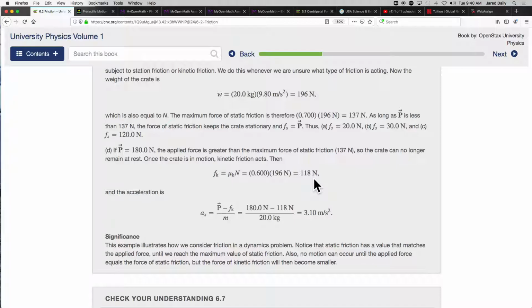So in part D, he makes the box move. He pushes with 180 newtons, and the box pushes back with 118 newtons. That means we have to take the pushing force minus the frictional force to get the total force. And that ends up equaling 62 newtons. And you take that 62 newtons and divide it by the mass to get the acceleration of the box at 3.1 meters per second squared.